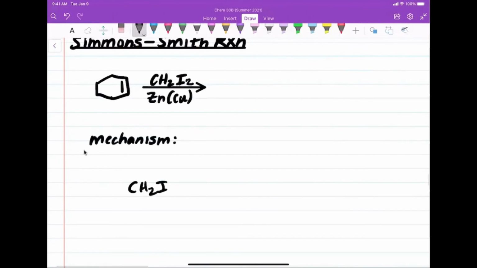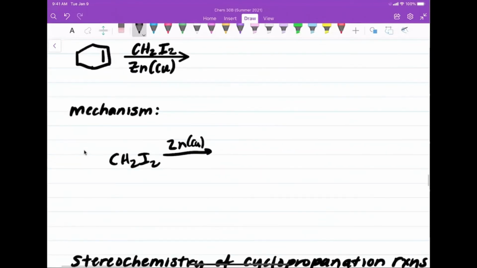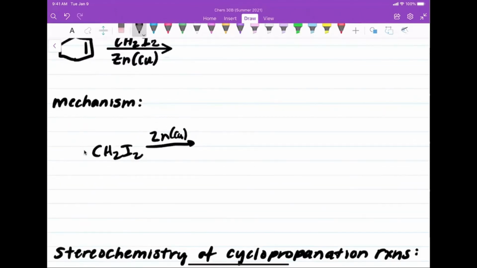So our CH2I2 is going to react with the zinc-copper alloy, and it's going to do something called oxidative addition. It's not something you have to worry about mechanistically for this class, but it is the mechanism by which I was referring to last time, telling you that the cuprates react by that kind of mechanism.